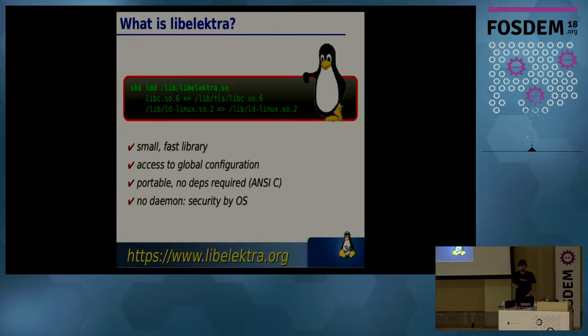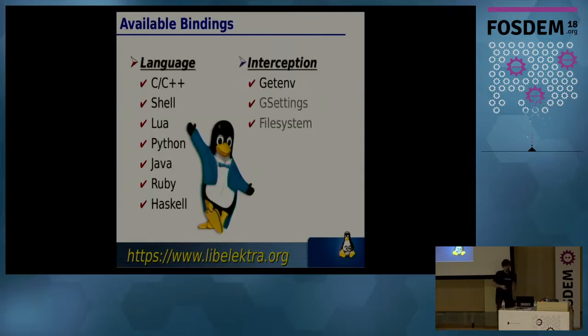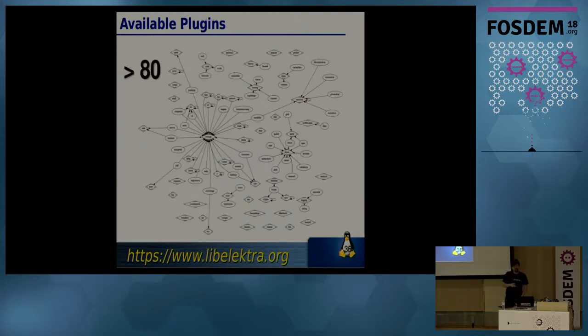So applications using Electra without specification work as before. They get their own configuration file and write to their own configuration file, and basically the rest of the system is not affected. So it's a non-invasive change. There are many language bindings at the moment, for example, Shell, Lua, Python, Java, Ruby, and Haskell. And these language bindings can not only be used within applications to use Electra, but you can also use all these languages to implement new plugins which do this logic and do this validation. So if you're fluent in some of the languages, you're welcome to contribute. There are 80 plugins currently. Best you look at the homepage to see what is already implemented.